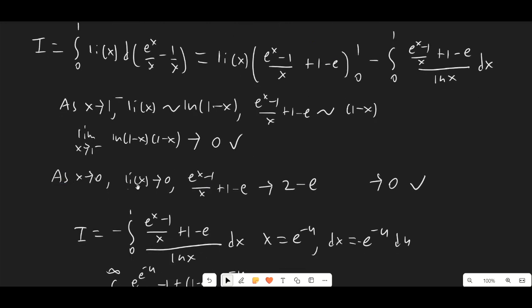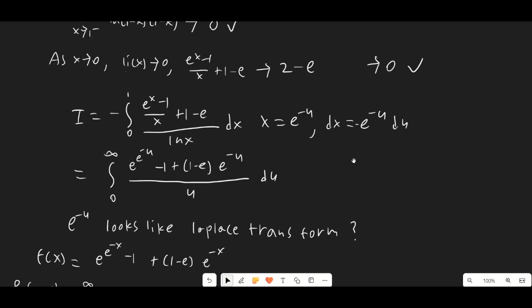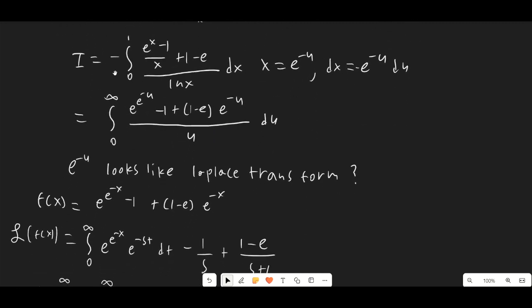Then as x goes to 0, Li of x goes to 0, and this goes to a constant, 2 minus e. So overall Li of x times this is just going to go to 0 as well. So both of these bounds just completely disappear with our new choice of adding 1 minus e. So overall, our integral I is just going to end up being negative the integral from 0 to 1 of (e to the x minus 1 over x plus 1 minus e), all over ln x, dx.